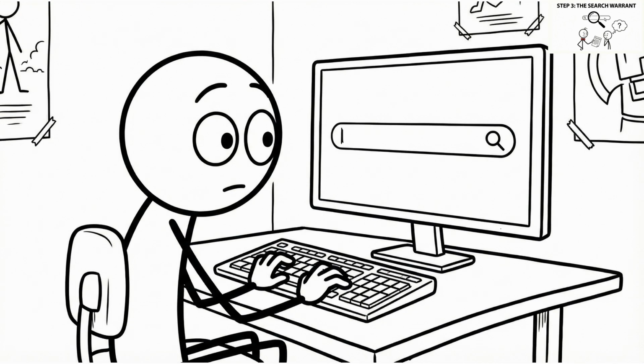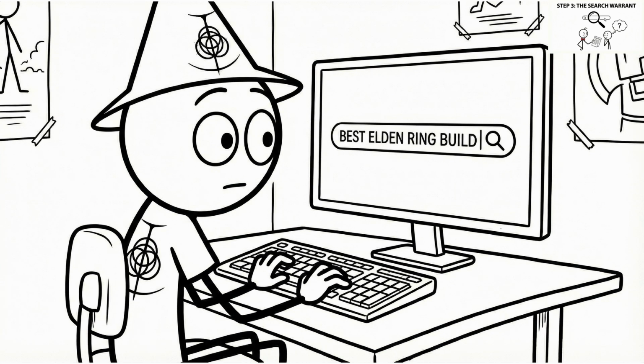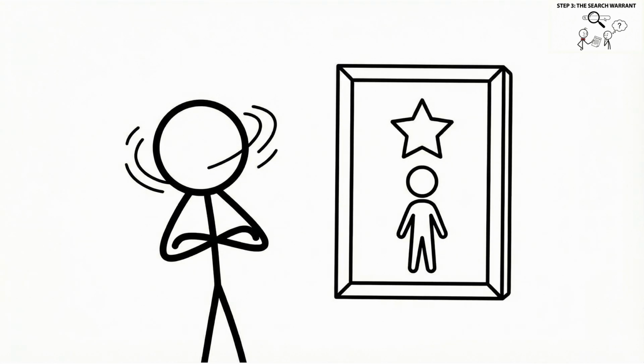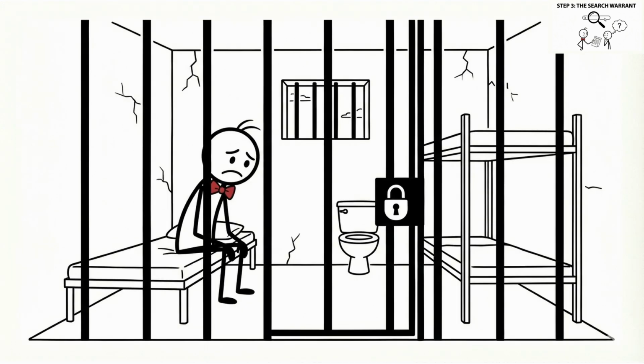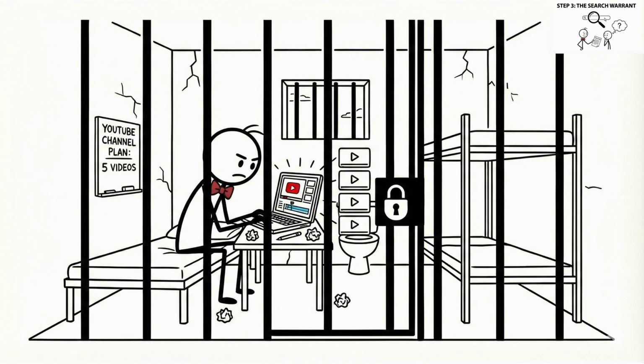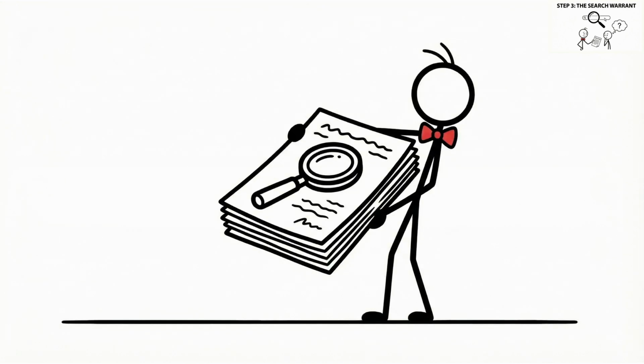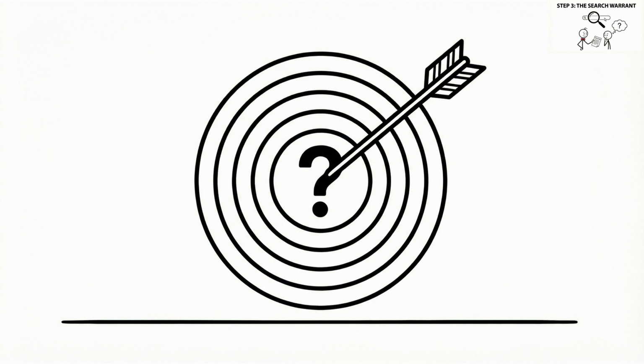When a viewer types in how to fix a leaky faucet or best Elden Ring build into the search bar, they're not looking for celebrities, they're looking for answers. This is your leverage. To escape this prison, one of the best ways to do it is your first 5 to 10 videos must be search warrants. You must target specific high-intent questions that people are currently asking for.